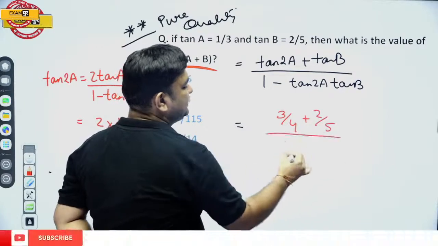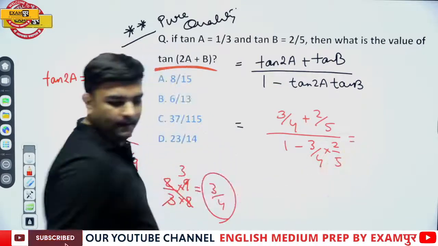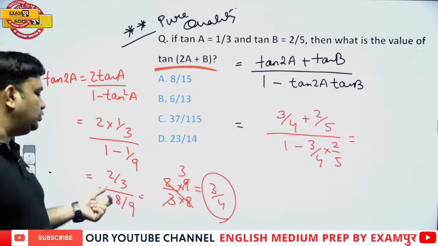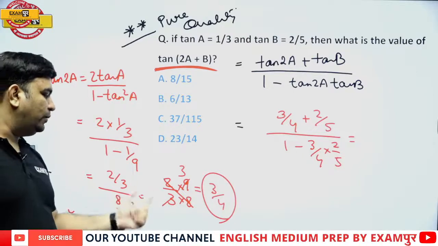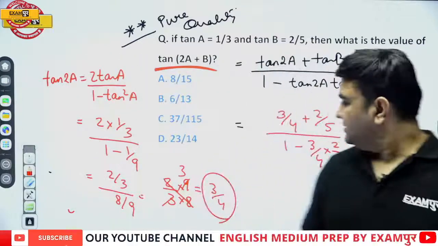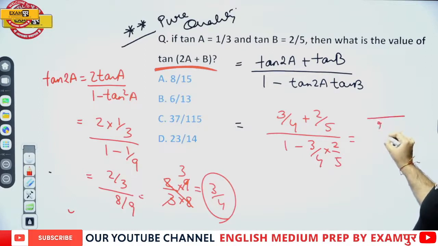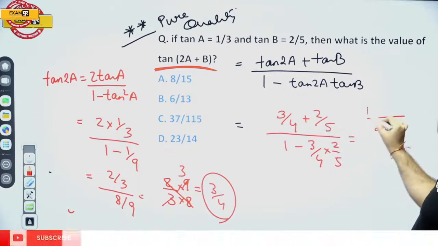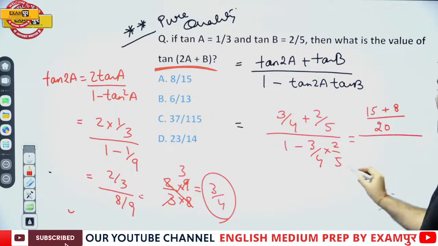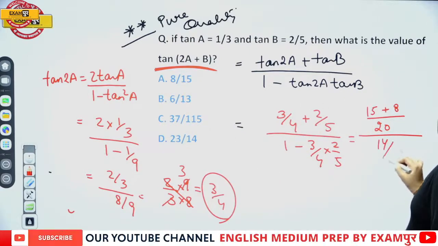So now everything is crystal clear to you. 2 tan a upon 1 minus tan square a, 2 by 3 into 9 by 8, you simplified it and it comes out to be 3 by 4. So take the LCM 20. 4 fives are 20, so 15. 4 twos are 8. Divide by 20, minus 6. 20 minus 6 is 14 by 20.